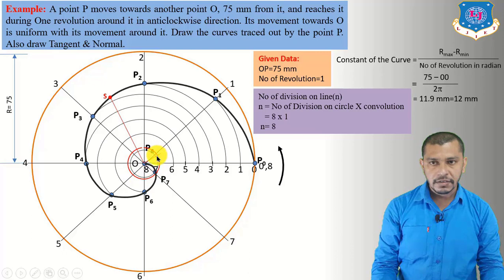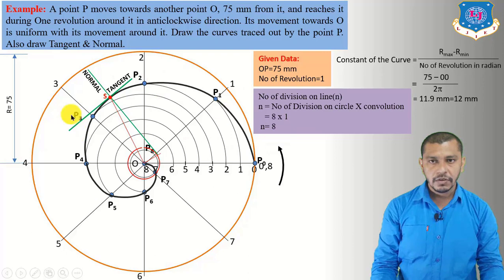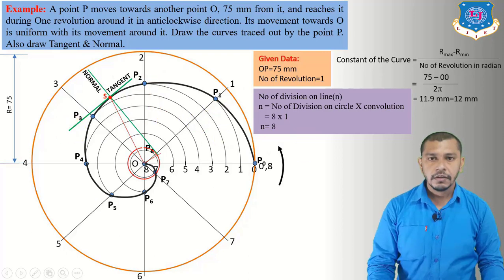So here we will get this point, and now connect this point to S, which will be the normal, and the line perpendicular to the normal and passing through point S will be the tangent. So this is the Archimedean spiral for one convolution. Now let's move on to the next problem by changing some data.